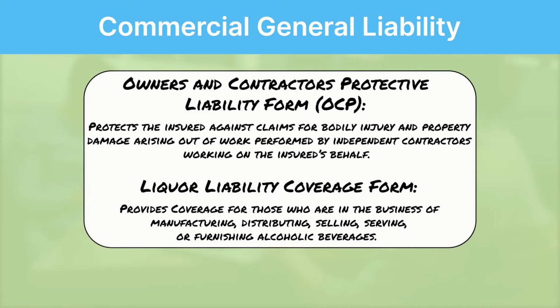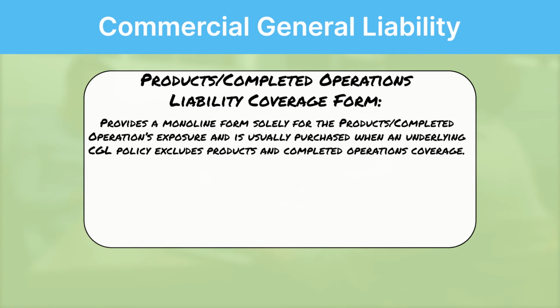The Liquor Liability Coverage Form provides coverage for those who are in the business of manufacturing, distributing, selling, serving, or furnishing alcoholic beverages. The Products Completed Operations Liability Coverage Form provides a monoline form solely for the products completed operations exposure and is usually purchased when an underlying CGL policy excludes products and completed operations coverage.